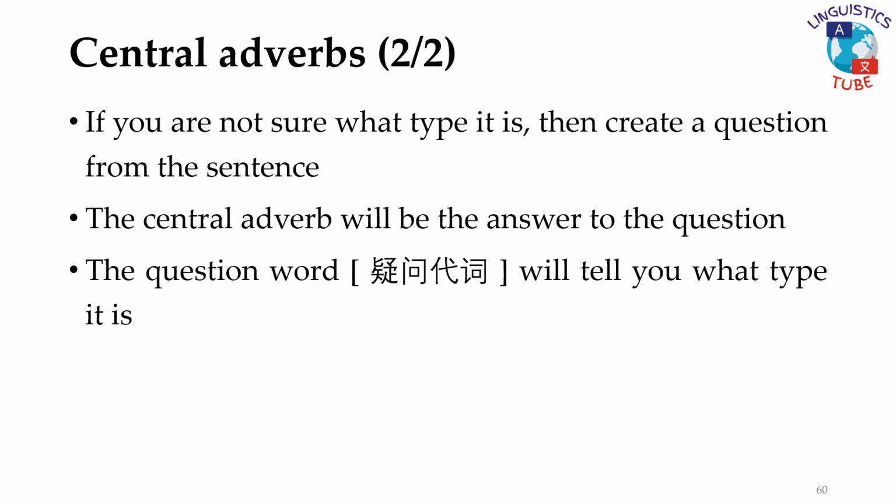If you see a sentence with a central verb, but you are not sure what subtype it is, then turn the sentence into a question without the central verb. The central verb will be the answer to the question, and the word which you used to create the question will tell you what type of central adverb it is.